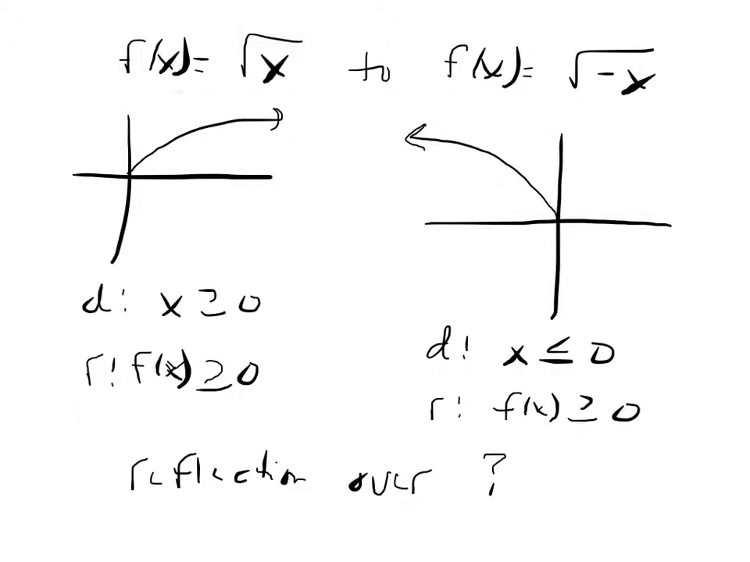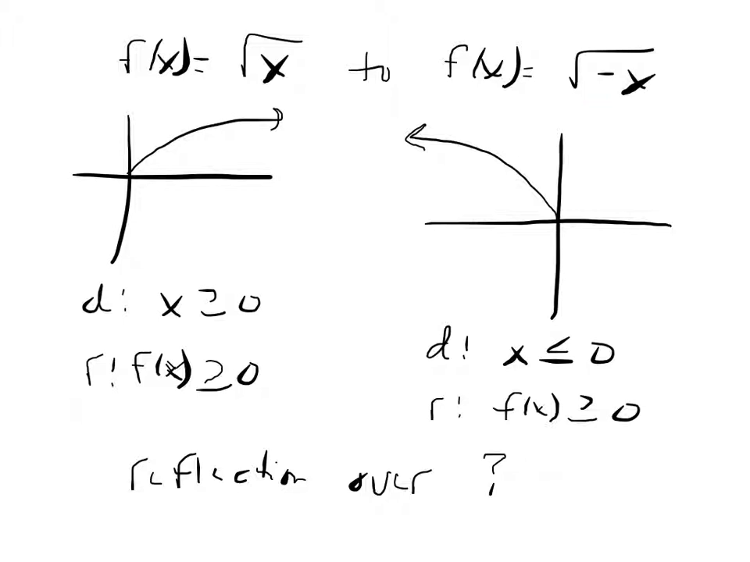So considering my function f of x equals root x, if I were to look instead at f of x equals root of negative x, I've replaced x with negative x. You can say that's a multiplicative factor of -1, so I'm replacing x with -1 times x. What is that graph going to look like? Well, the square root of x is half of a sideways opening parabola. My domain is x greater than or equal to 0, and my range is f of x greater than or equal to 0.